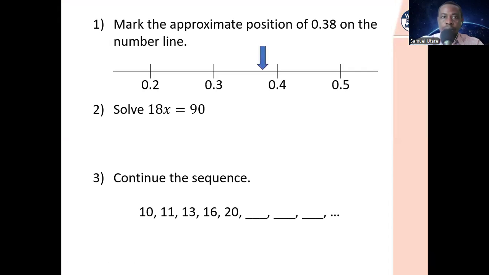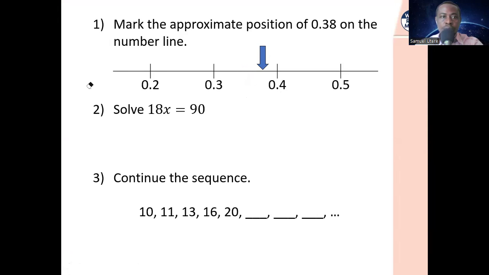Here, you were asked to mark the approximate position of 0.38 on the number line. If you think about it, we make use of the fact that 0.38 will be greater than 0.35, which is halfway between 0.3 and 0.4. So 0.38 will be closer to 0.4.